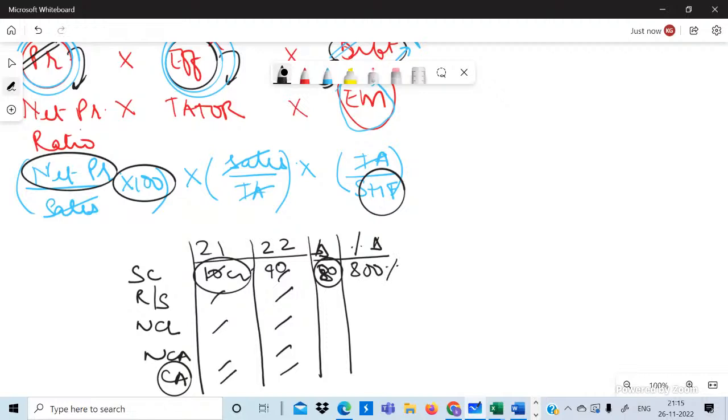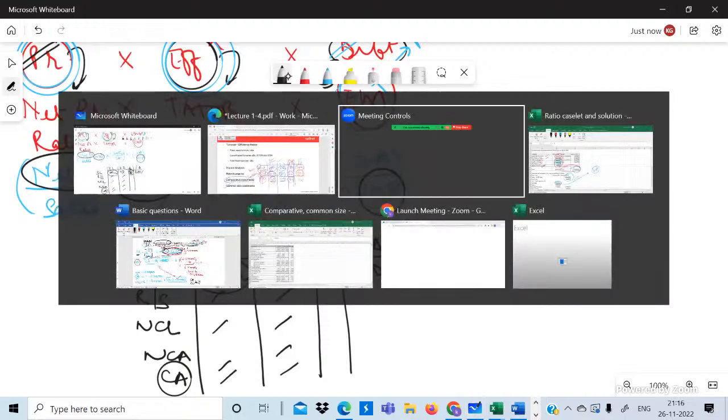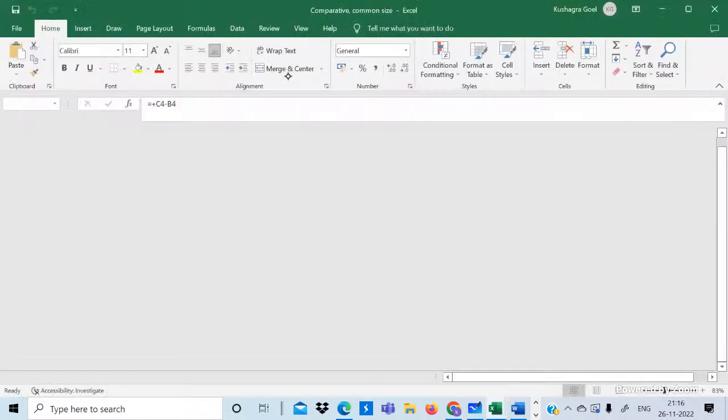Similarly, you'll do it for each and every line item. So any doubt with the comparative statement? In a comparative statement, you're looking within the company. What has happened over the last 2 years? Any doubt with a comparative income statement, a comparative balance sheet? I think we have one example on comparative.